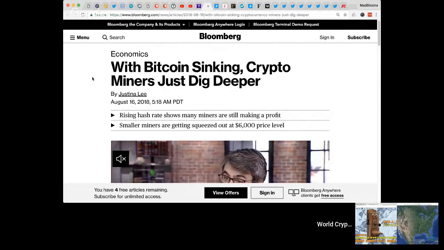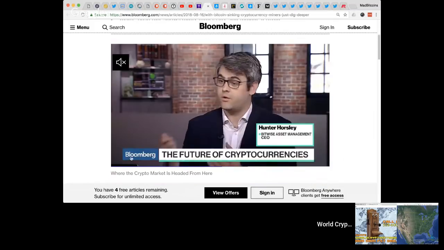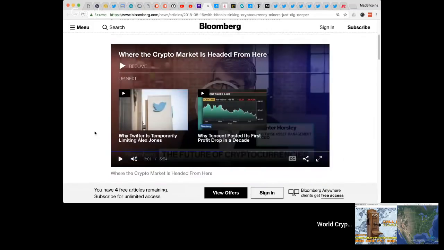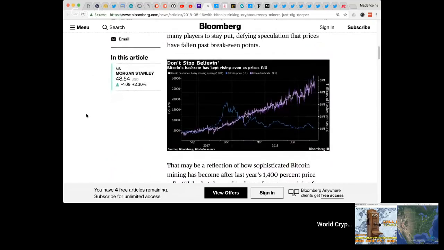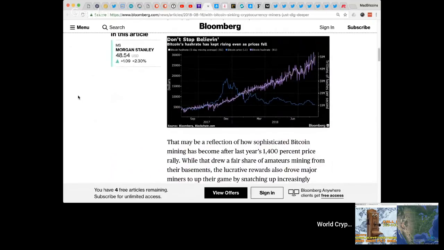So, with Bitcoin sinking, crypto miners just dig deeper, and the mainstream media just can't figure out why these Bitcoin miners just keep mining Bitcoin. We can see a chart right here of Bitcoin's hash rate, and it keeps rising even though the price of Bitcoin falls. So we must wonder, what do these miners know that no one else knows?